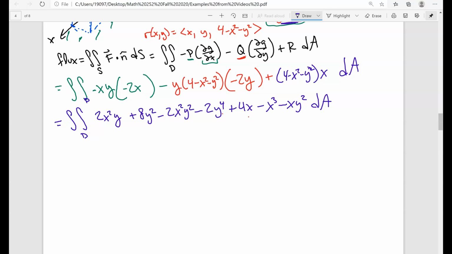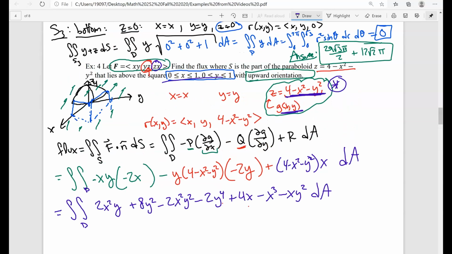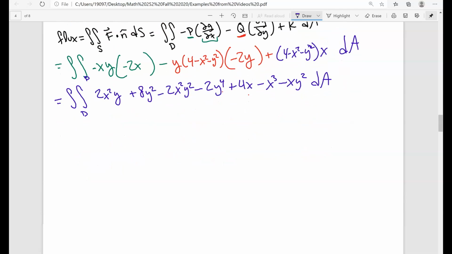All right, and now we need to figure out the limits of integration. Now this would be really terrible if we had to convert to polar. So I hope we don't have to do that, because converting to polar would mean that I'm going to have a whole bunch of squares. Now luckily for us, our region is nice. It's just from 0 to 1 and 0 to 1. So it's so nice. So it's going to be from 0 to 1 and 0 to 1.